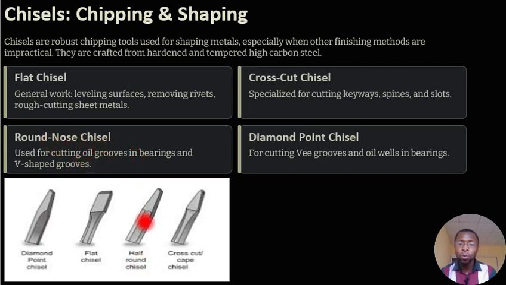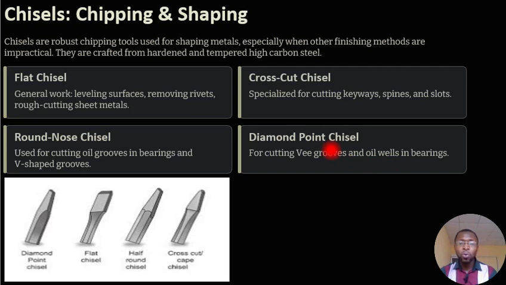half round chisel. And lastly, we have the diamond point chisel. As we see in form of diamond shape, it is for cutting V grooves as well and oil wells in bearings. Okay, so these are the various cutting tools we have.